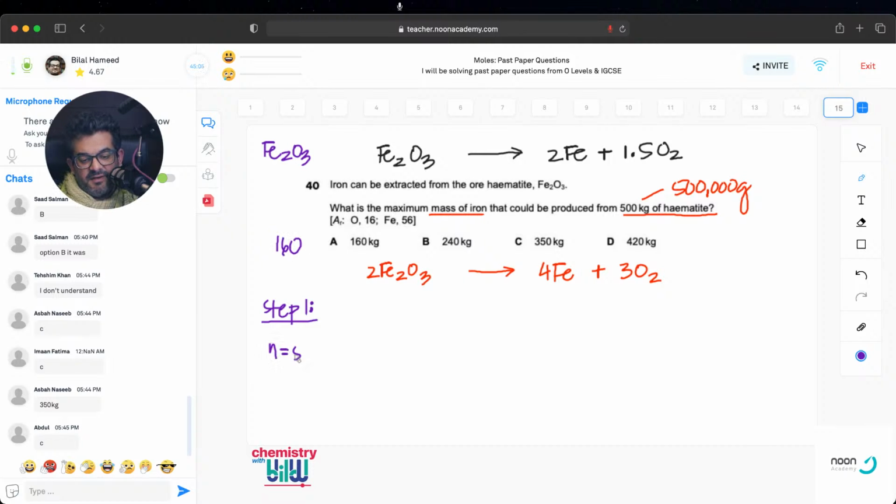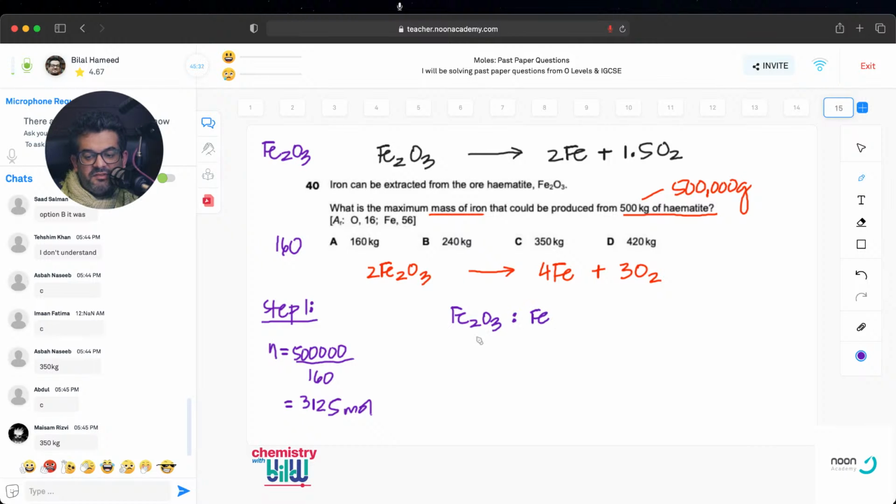So the number of moles are 500,000 grams over 160. Unless you want to do it in kilograms, you can do that too, but the full method would be this. 500,000 divided by 160 is about 3125 moles. And then Fe2O3 to iron, let's say you want to use the second equation, that's a 2:4 ratio, which means times 2. So 6250 moles. That's step number 2.